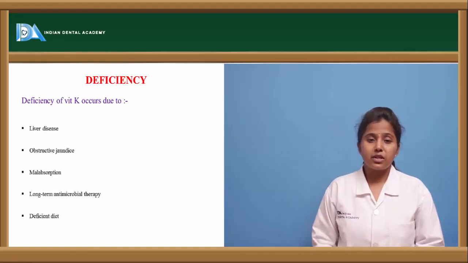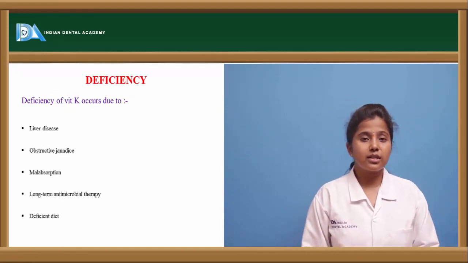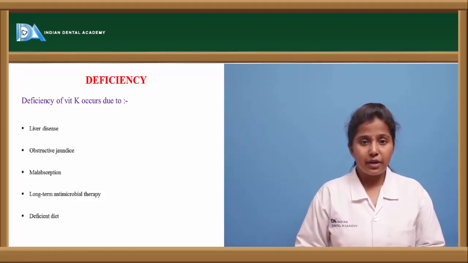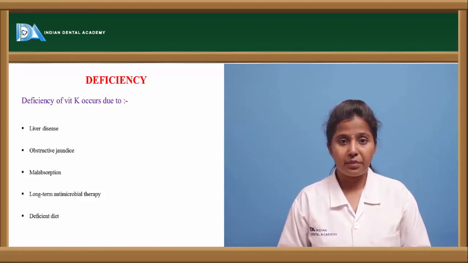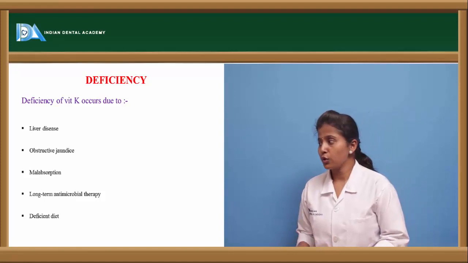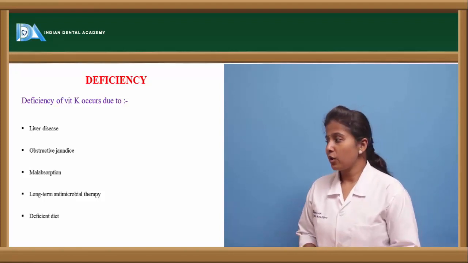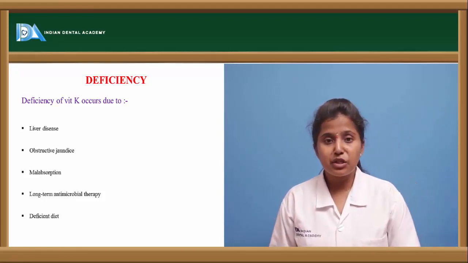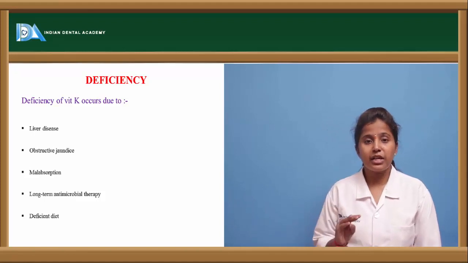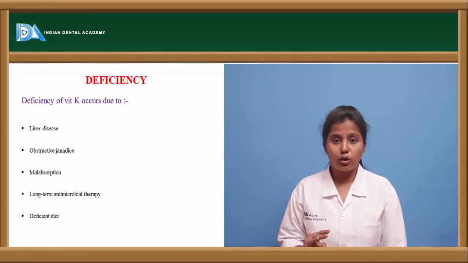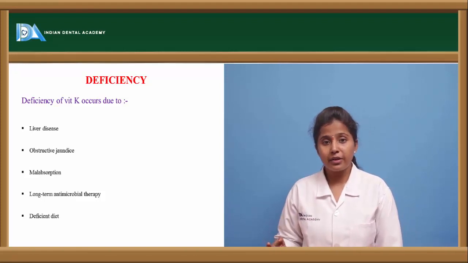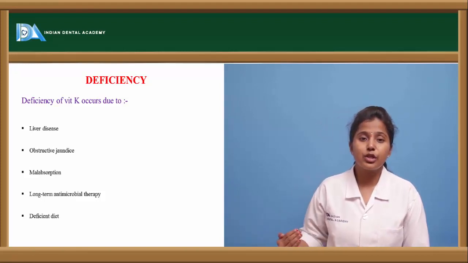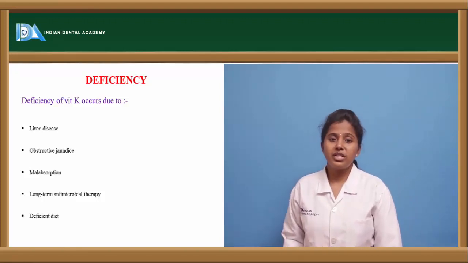So what are the conditions we observe if there is a deficiency of vitamin K? There are various liver diseases which occur when there is a deficiency of vitamin K. It causes obstructive jaundice and malabsorption. It is also seen with a deficient diet and long-term antimicrobial therapy. If there is any liver disorder, obstructive jaundice, long-term antimicrobial therapy, or a deficiency in the diet, then definitely the patient will suffer from a deficiency of vitamin K.